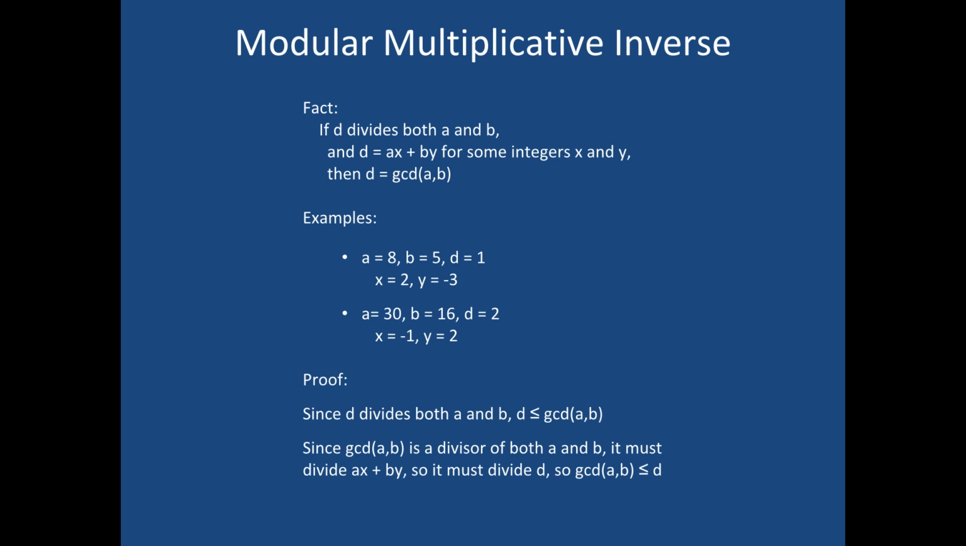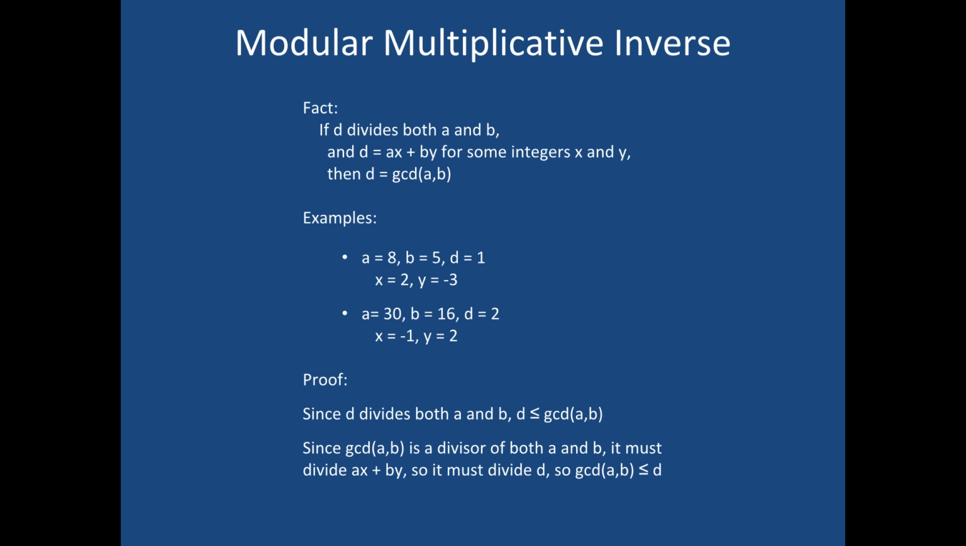And here's another one. The GCD of a and b is a divisor of both a and b, because it's the greatest common divisor of both of those, so it's going to divide both of them. And if it divides a and b, it'll divide ax plus by, because it divides a multiple of a and a multiple of b. So it divides that, and that's equal to d, so it must divide d, so it has to be less than or equal to d. Put that together, and you've got that d and the GCD of a and b are the same. All right, so we've got the fact, we've got some examples, we've got the proof. Now we need an algorithm.